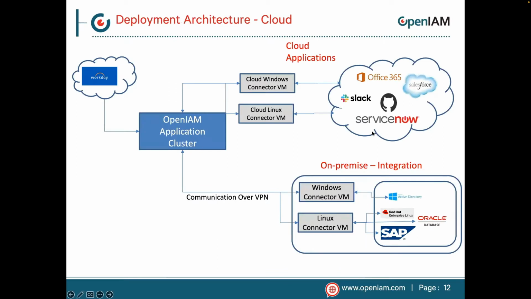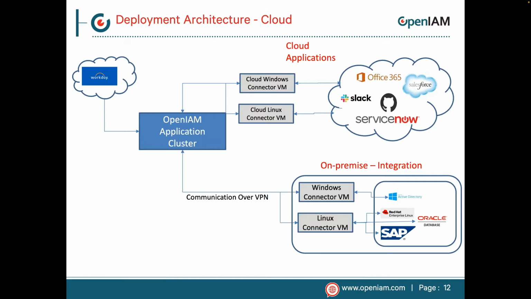Okay, so now if we take that architecture and scale it out a little bit, and say, if I have things which are running in the cloud and things which are running on-prem, what would that look like? Again, there are options in how we can do this, but one way is that if you have OpenIAM running on AWS or one of the cloud platforms, then you can have a VPN tunnel open up from the cloud to the on-prem world, and on the on-prem side, you could have a couple of connector VMs, which is where all the connectors would reside.